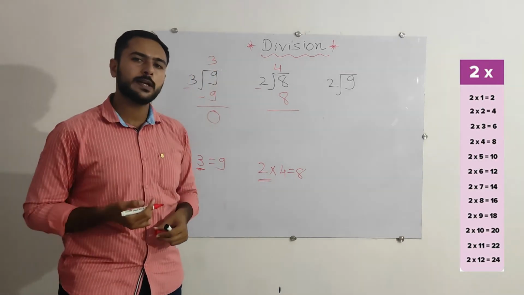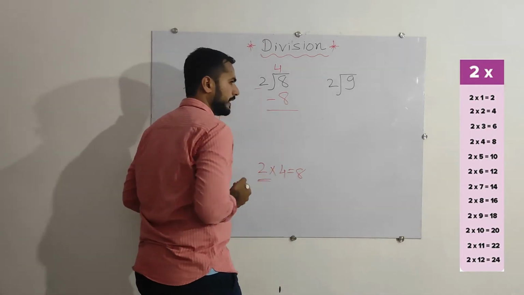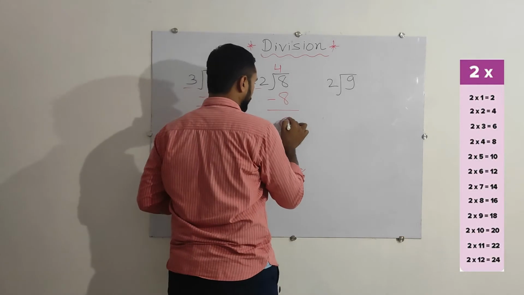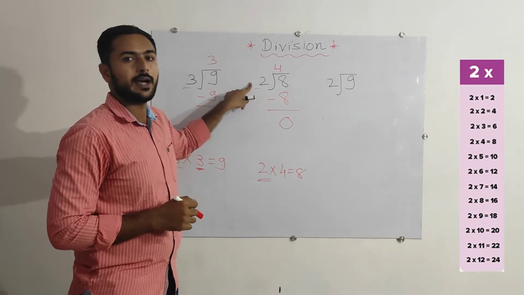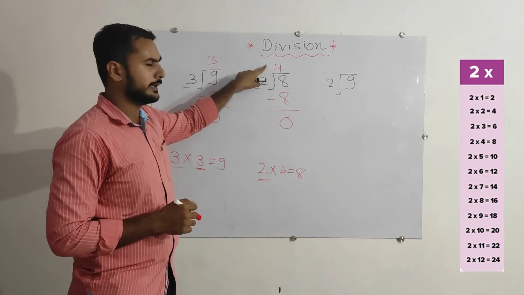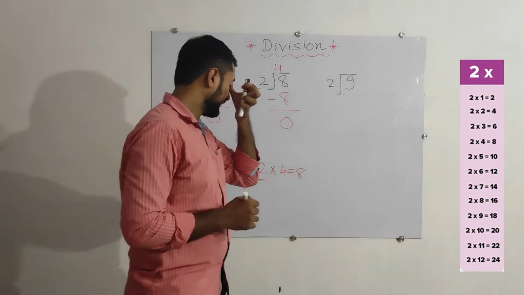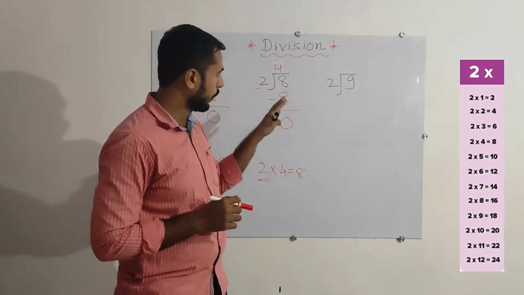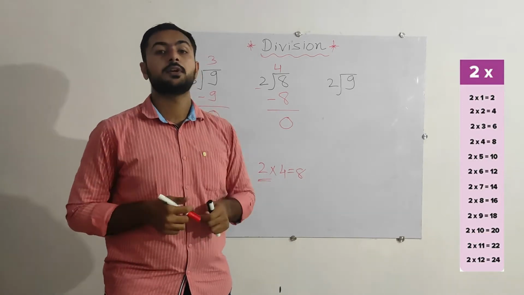Now in the next step, what will we do? We will subtract both the numbers. So subtraction, 8 minus 8, that is 0. Okay. So again, here 2 is divisor, then 8 is dividend, 4 is quotient, and 0 is remainder. Now for the next number, that is 2 and 9, where the divisor is 2 and the dividend is 9.